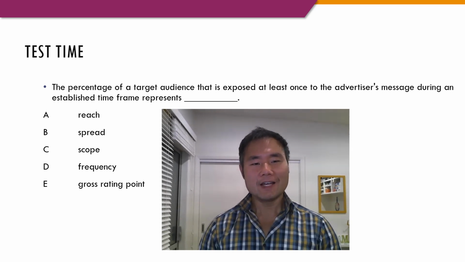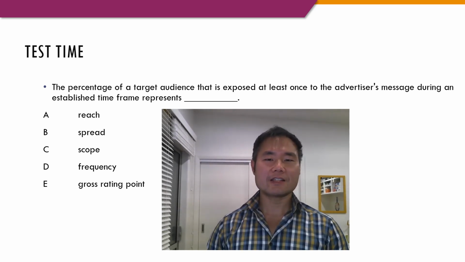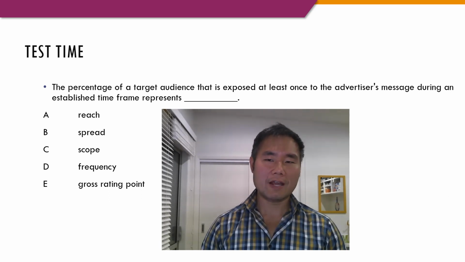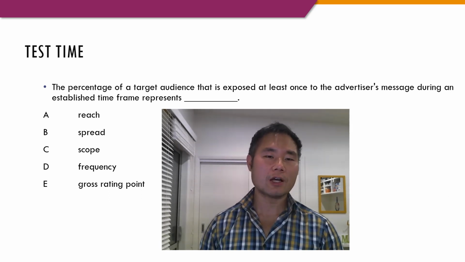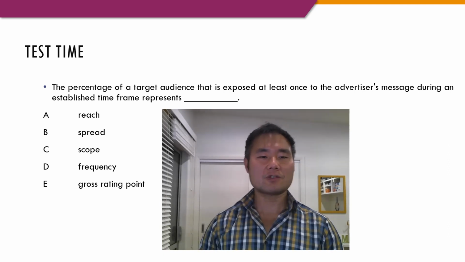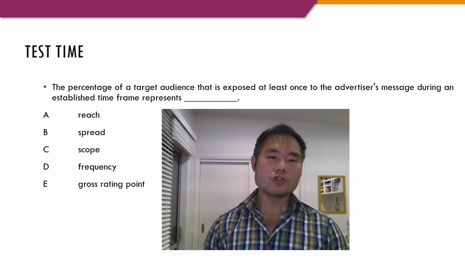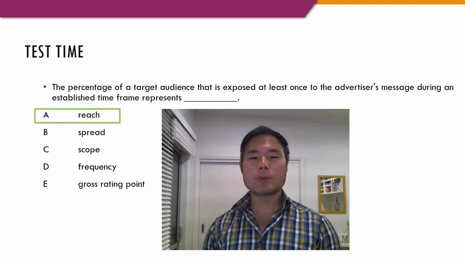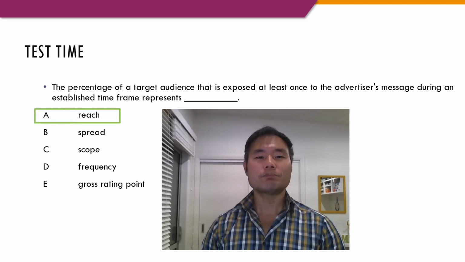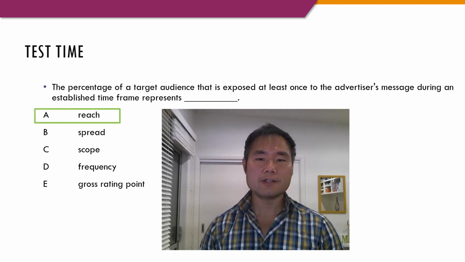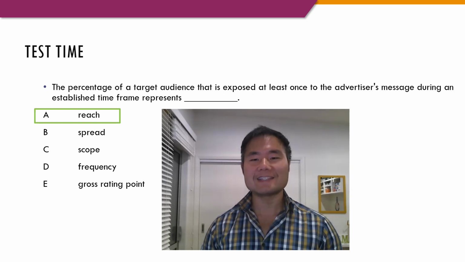Second question. The percentage of a target audience that is exposed at least once to an advertiser's message during an established time frame represents what? Is it reach, spread, scope, frequency, or your gross rating points? So the correct answer there is reach, because remember, reach is the percentage or proportion of a target audience that is exposed at least once.